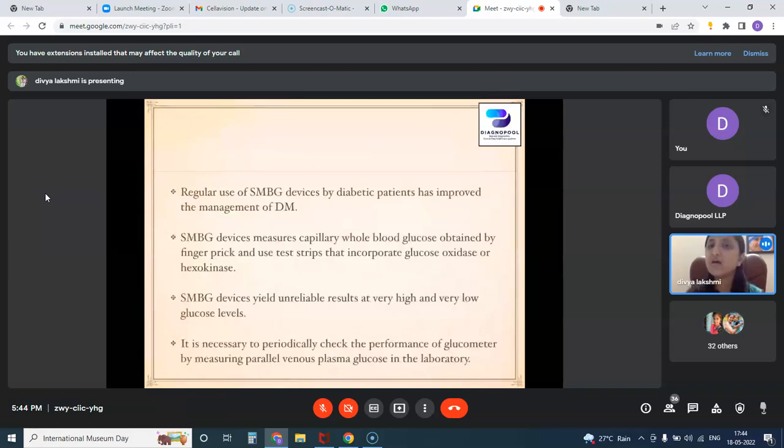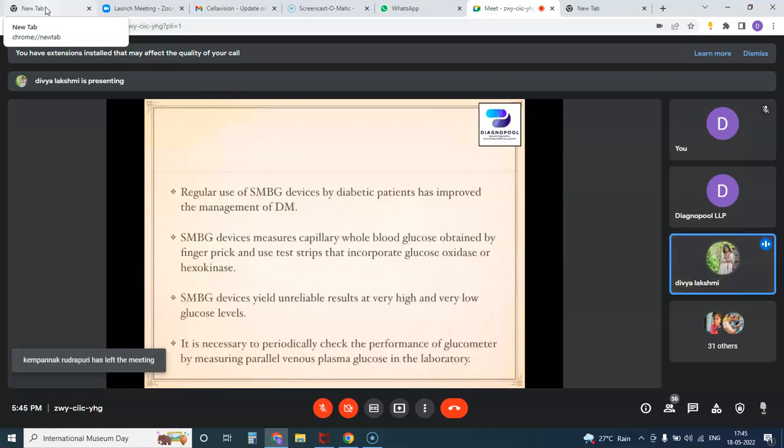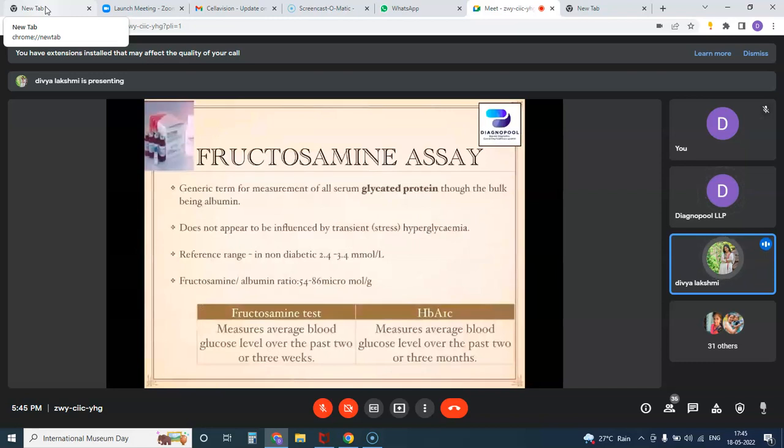So next is fructosamine assay. I told you HbA1c in certain conditions like hemolytic anemias may not be correct. So when we have doubt in those conditions and we want a retrospective view over 2 weeks, or when we have started a new medication and want to know within 2 weeks whether that medication is working or not, at that time clinicians advise fructosamine assay.